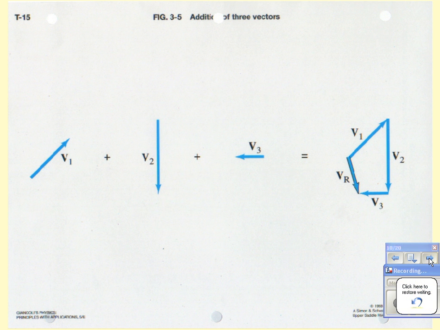Now, it doesn't matter how many vectors you add, you can still use the tail to tip method. Here's vector 1 plus vector 2 plus vector 3, and notice they use the tail to tip method. They started at some location, they drew vector 1 the same length and same direction as it is. They added vector 2 starting at the tip of the first, then they did vector 3 starting at the tip of the second, and the resultant goes from where you begin to where you end. And it still does not matter the order in which you add them. I could have just as easily started with vector 3, gone down to vector 2, and then added vector 1, and I still would have gotten the same answer. Okay?